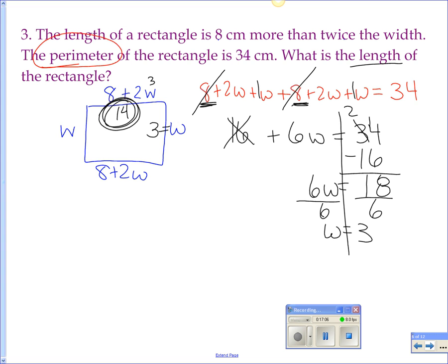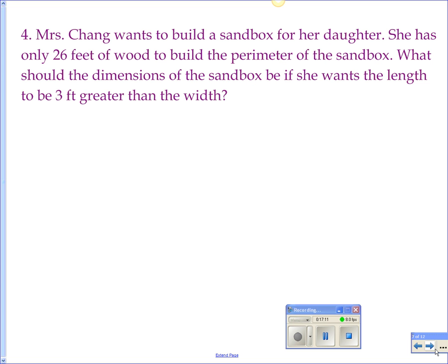Okay. All right. The next one. Mrs. Chang wants to build a sandbox for her daughter. She has only 26 feet of wood to build the perimeter of the sandbox. What should the dimensions of the sandbox be if she wants the length to be 3 feet greater than the width? Okay, so we know it's going to be a rectangle. So draw a rectangle.